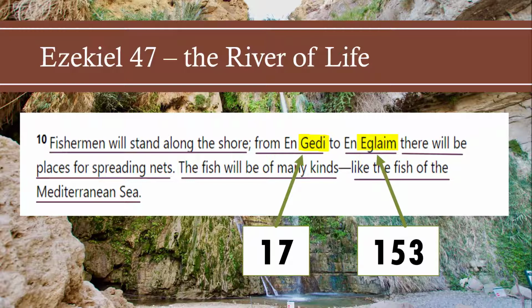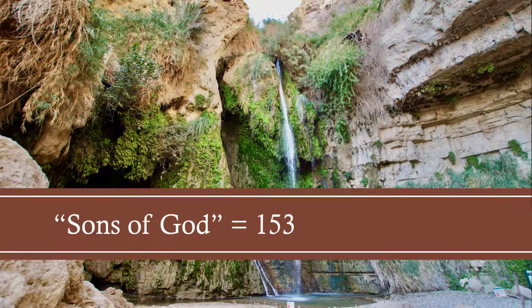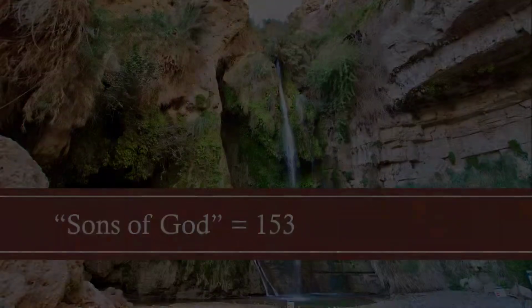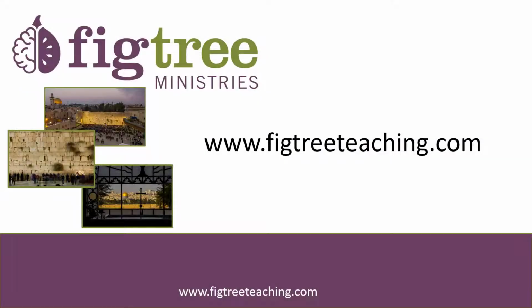Okay, now that we can do a little bit of the Gematria, now that we can take a Hebrew word and add it up and get a number, then scholars also will say, aha, there's another Hebrew phrase that adds up to 153. So the phrase sons of God in Hebrew also adds up to 153.